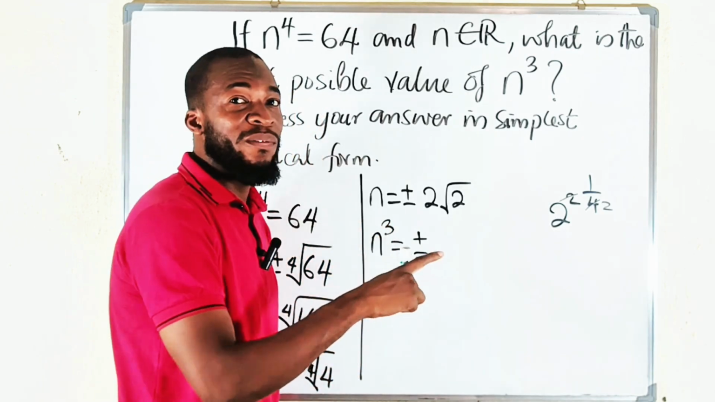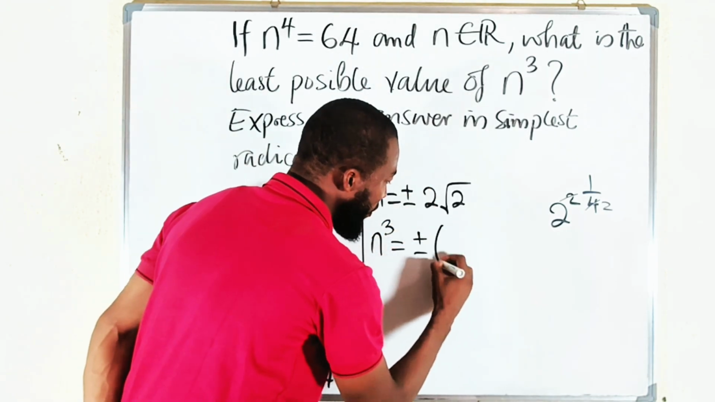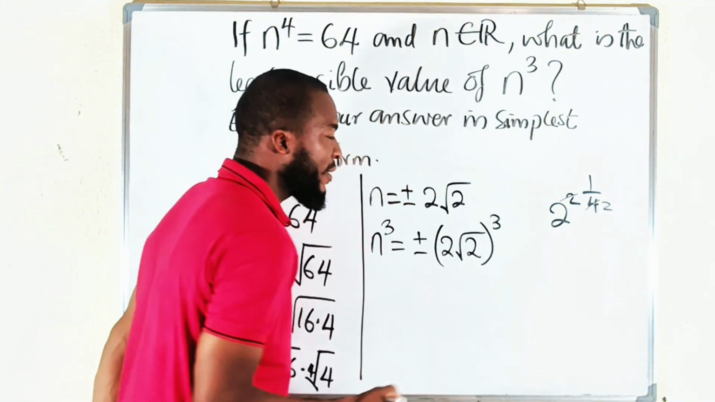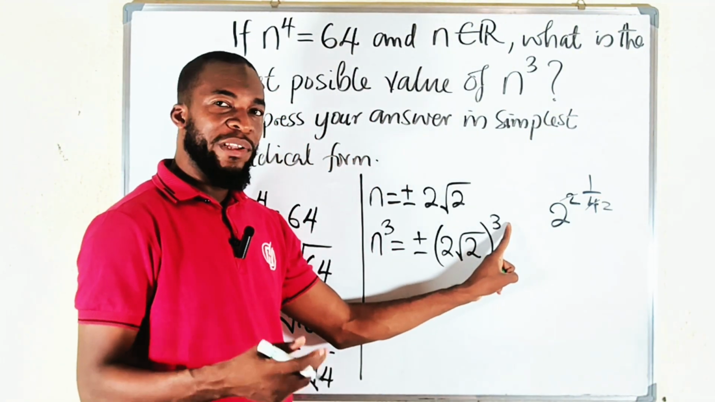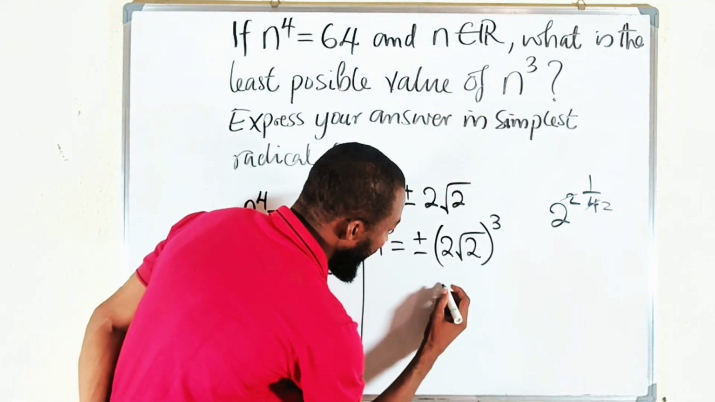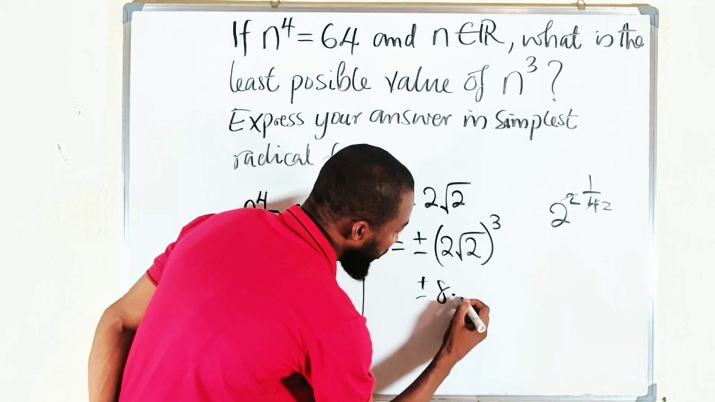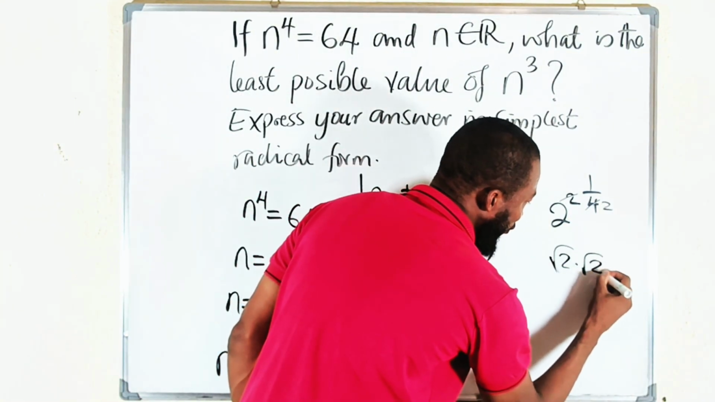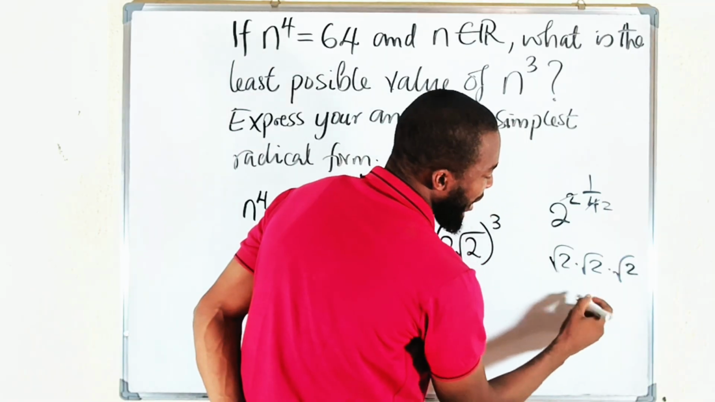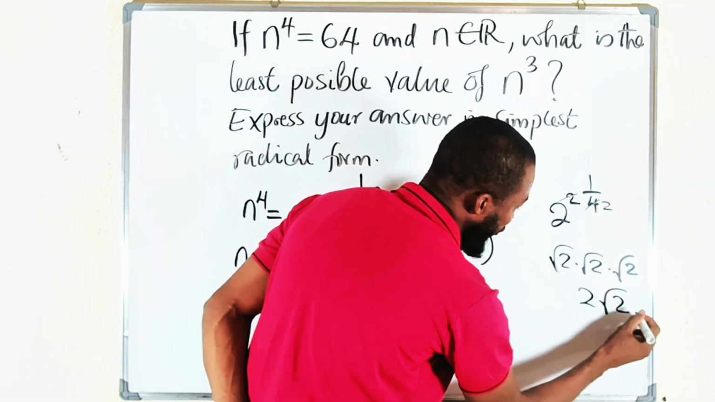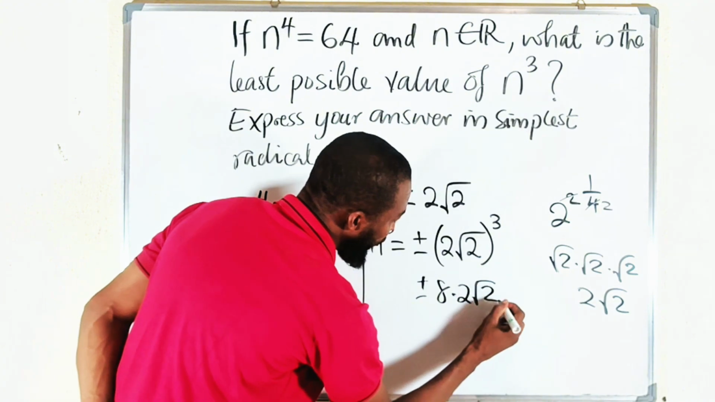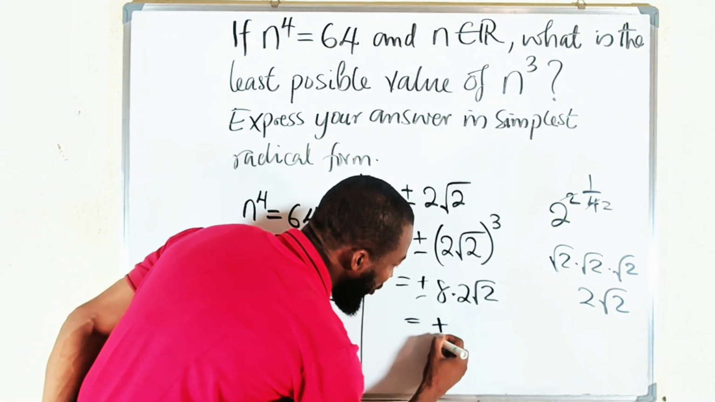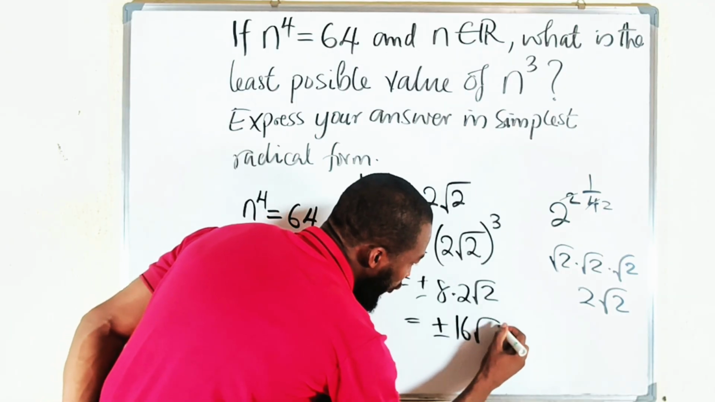Plus or minus, because power of 3 is odd, it will not change the sign. Plus or minus 2 root 2 to the power of 3. What does it mean? It means 2 to the power of 3. 2 times 2, 4 times 2, 8. So this is 8, plus or minus 8 multiplied by root 2 to the power of 3, which means root 2 times root 2 times root 2. Root 2 times root 2 is 2, times root 2 is 2 root 2. So we have 2 root 2, right? And finally, 8 times 2 will give us 16. So we have plus or minus 16 root 2.